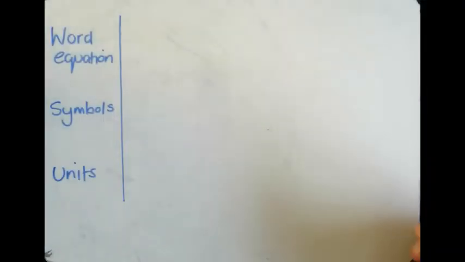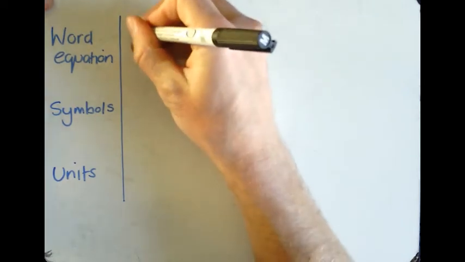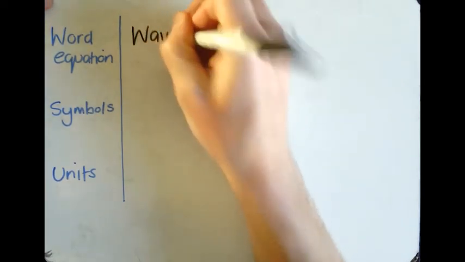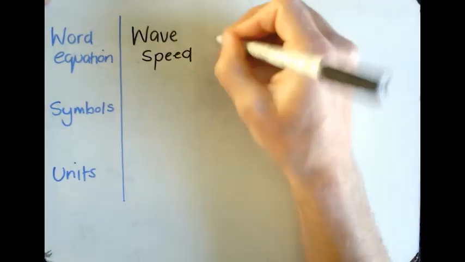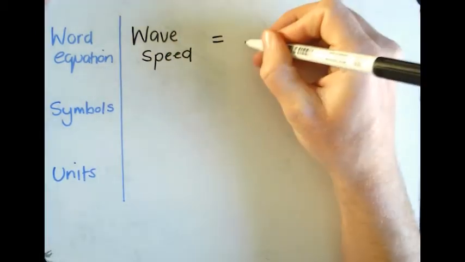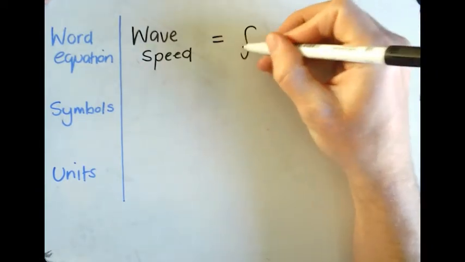So let's take a look at the formula. First off, we're going to write it in words. It says that the wave speed, so that's just the speed of the wave, is equal to... now, this is a term that we've looked at previously. This is frequency.